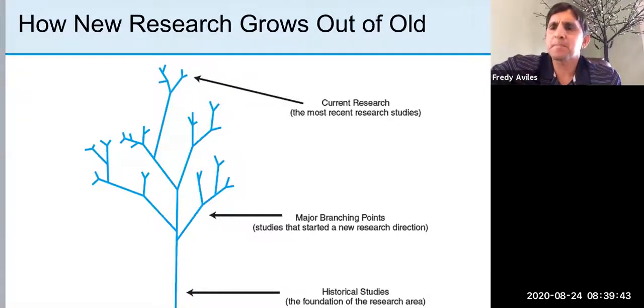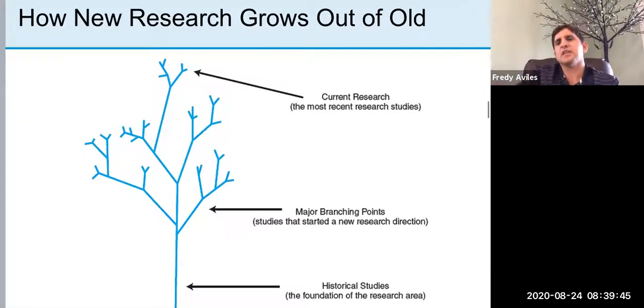Here's a visual, an image that shows this thing that looks like a tree without any leaves. It's trying to explain how new research grows out of old research. If you go to the bottom of the tree, to the stem, what you'll find is that there are basically some historical studies.